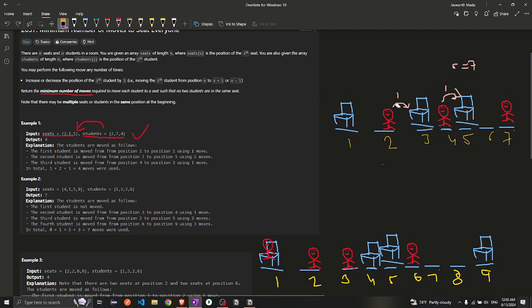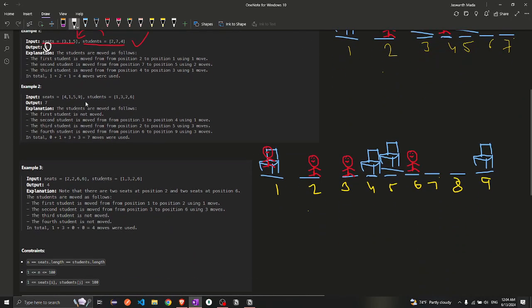But there is an optimal case. What does that case mean? I'll move this guy to here, and I'll move this guy to here. It will take one step. And I'll move two steps to come here. So it will be 4. So the optimal way is 4.